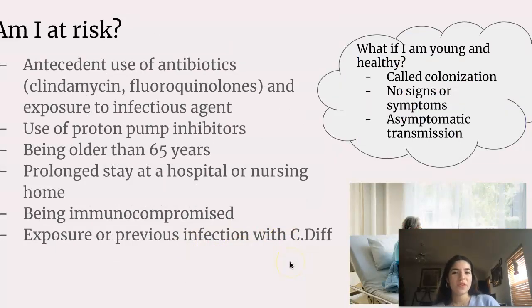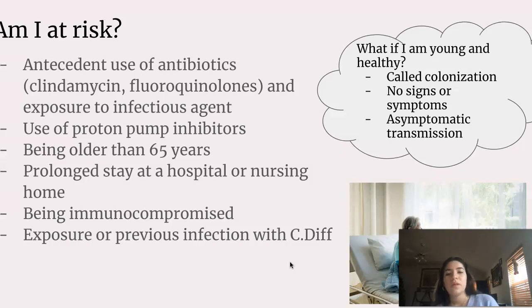So who's at risk for contracting C. diff? So most of the time, if you're young and healthy, when you have C. diff, it'll live in your normal microbiota. So this is called colonization. Most of the time, you're not going to have any signs or symptoms because the C. diff is living in your normal microbiota, and the other microorganisms are eating up the nutrients that'll prevent it from proliferating and causing any harm. However, you are an asymptomatic transmitter, so it's possible that you can transmit it to someone else.